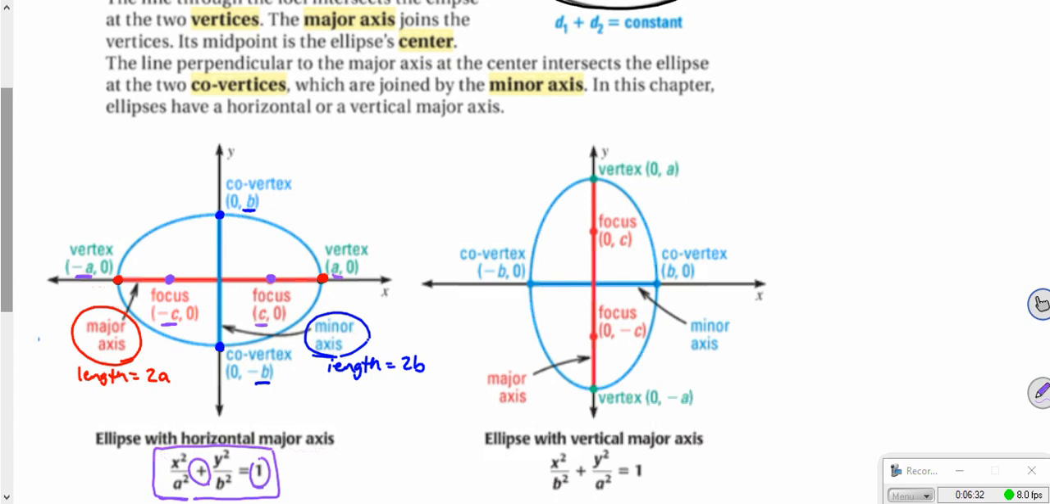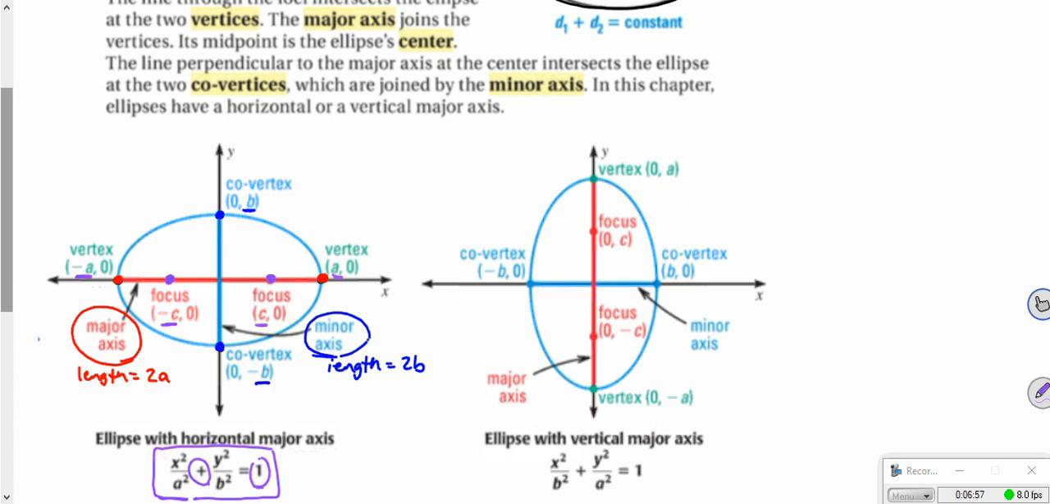Okay, always. Now, notice here also that the a squared is under the x squared. Why is that? Because our x-axis is our major axis. That's why the a squared's under the x squared. Okay, over here on the right-hand side, if you look at this ellipse, notice it's longer vertically.